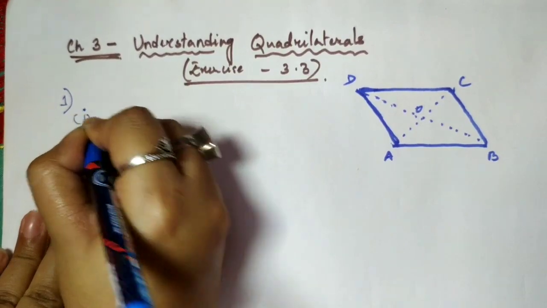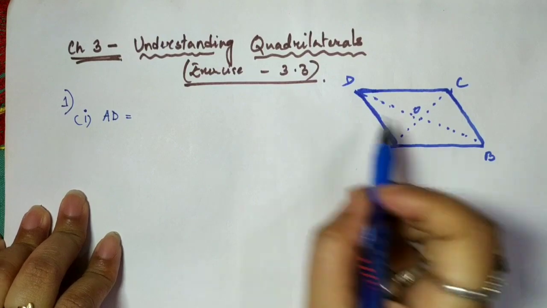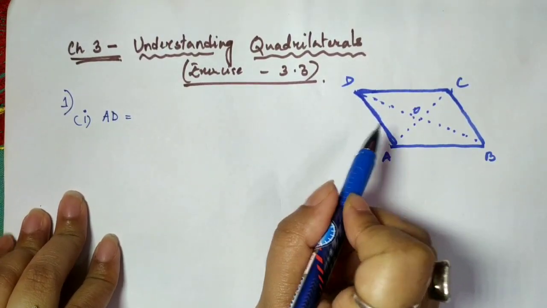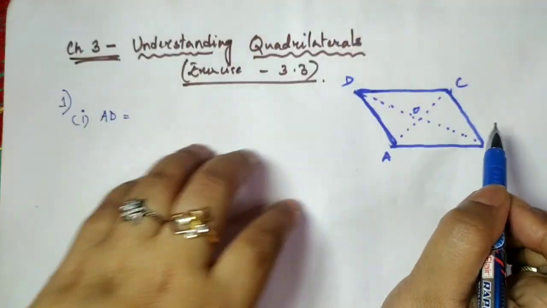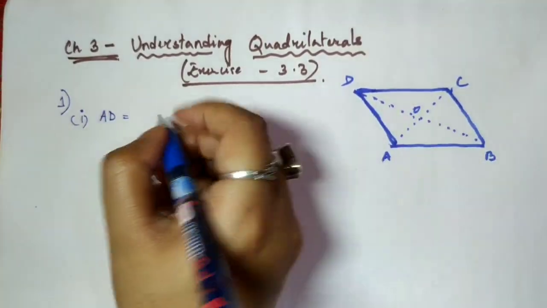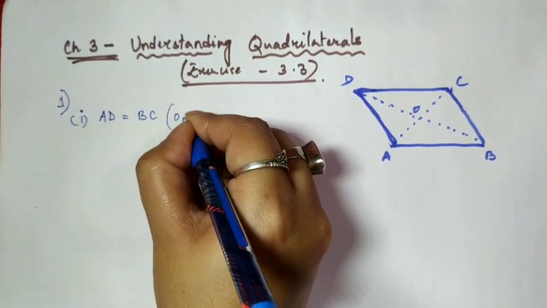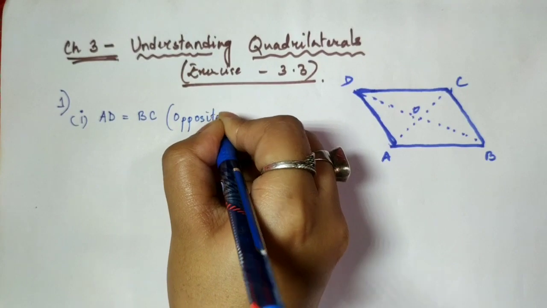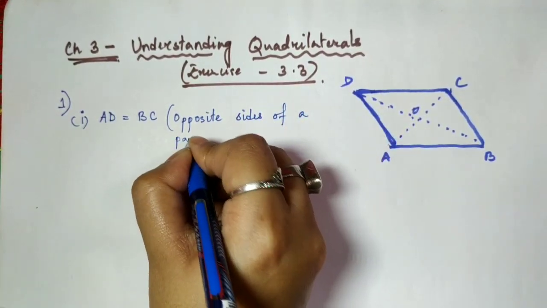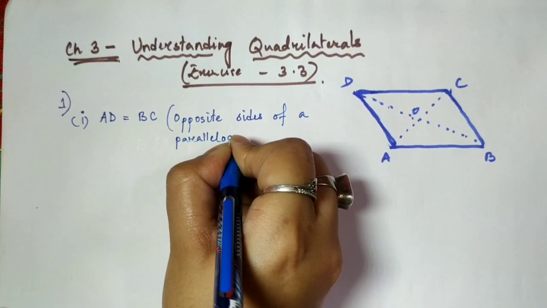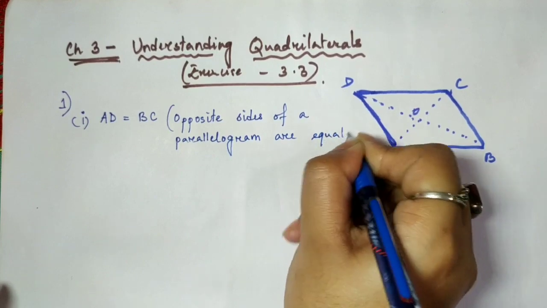Number 1 is given as AD equal to a blank. What is AD equal to? AD is one side of the parallelogram. You know that opposite sides of a parallelogram are equal. That was one of the properties of a parallelogram. So AD will be equal to BC. So the property or definition you will write here is: opposite sides of a parallelogram are equal.